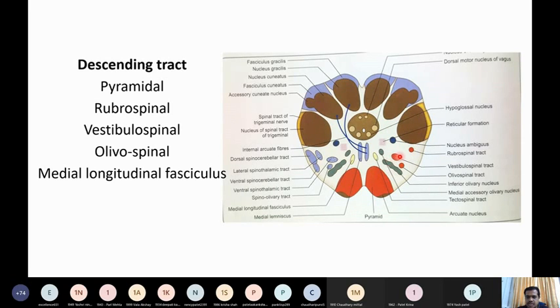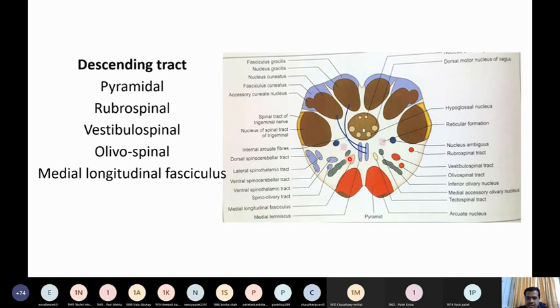Then the vestibulospinal tract, from the vestibular nucleus to the spinal cord. Then from the inferior olivary nucleus, the olivospinal tract, from the inferior olivary nucleus to the spinal cord. And there is one more important one, the medial longitudinal fasciculus, which contains the tectospinal tract. You can see here, this one is the medial longitudinal fasciculus. On this side also it is there, medial longitudinal fasciculus.